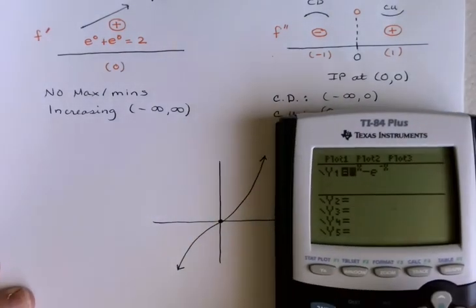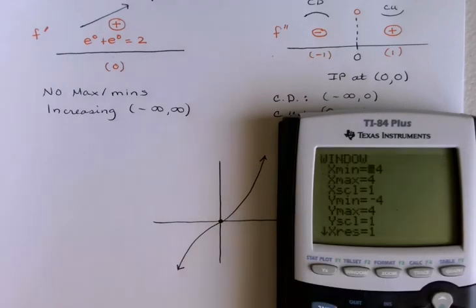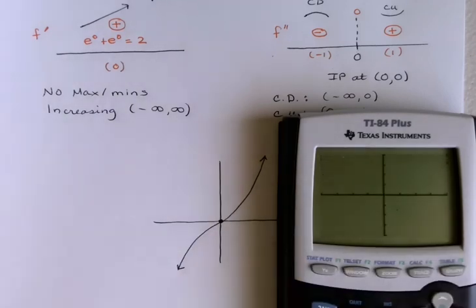Let's check and see how close we came. e to the x minus e to the minus x, I put that in as the second derivative, but did you notice that the second derivative was actually the same as the original function? It is. So I can just go ahead and graph this. What have I got from my window? That should be fine. And a surprisingly good graph, considering how little information we really had to work with.